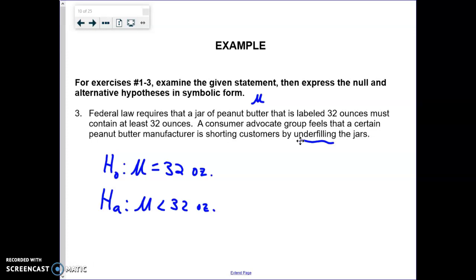So that's it for examples 1 through 3. What we're going to start looking at next are other parts of the hypothesis testing process, like significance level and test statistics and so forth. Okay? So I'll see you in the next video.